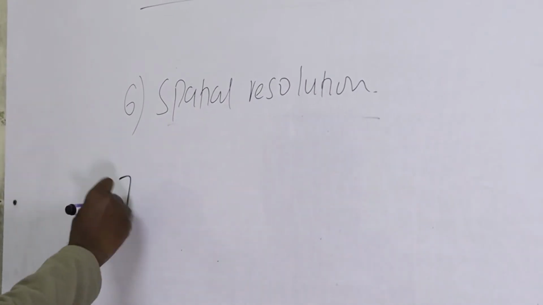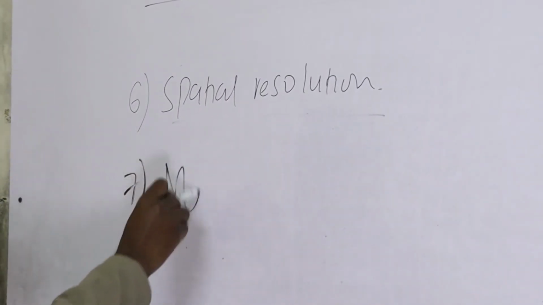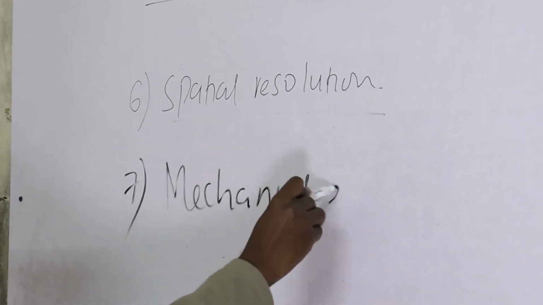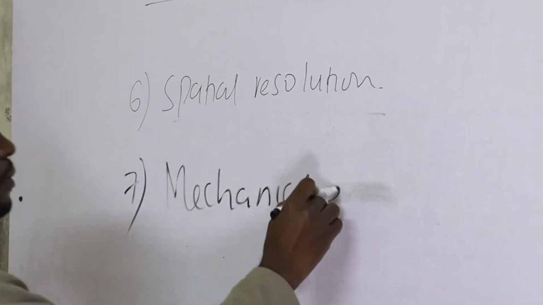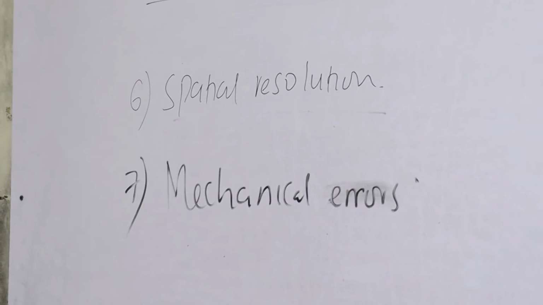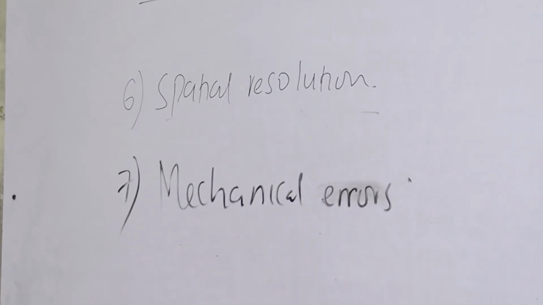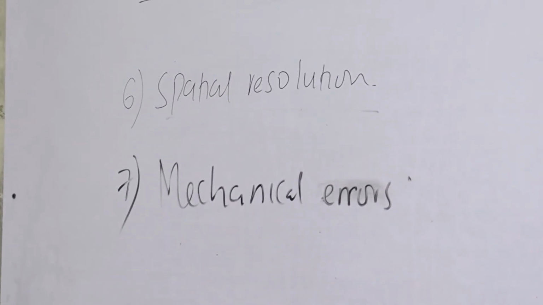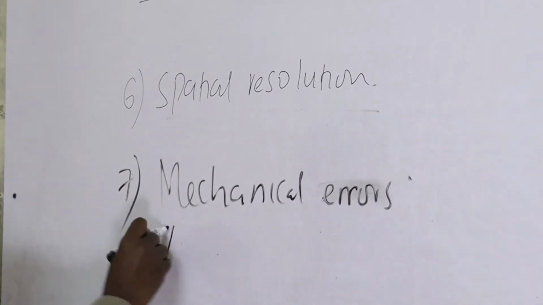Number 7, the other specification that we can talk about, is mechanical errors. Mechanical errors usually arise from backlash in the gears, hysteresis, deflection of links, hydraulic leaks, and so on. These errors are normally characterized by a normal distribution. The next specification that we can talk about is accuracy.